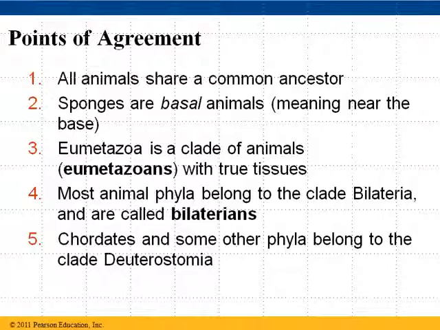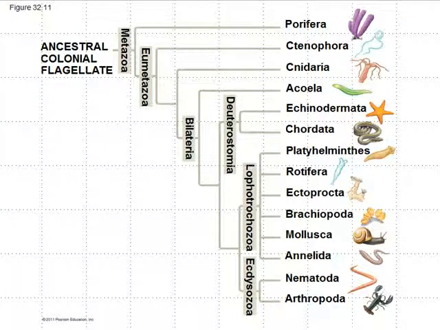We have this particular clade called Eumetazoa. Eumetazoa is a clade of animals with true tissues. So if we back that up, only the sponges do not belong to this clade called Eumetazoa. Only the sponges don't have any sort of true tissues.